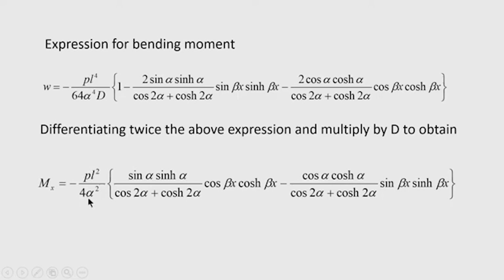p l square by 4 alpha square into sin alpha sin hyperbolic alpha divided by cos 2 alpha cos hyperbolic 2 alpha cos beta x cos hyperbolic beta x minus cos alpha cos hyperbolic alpha divided by cos 2 alpha plus cos hyperbolic 2 alpha into sin beta x sin hyperbolic beta x. So, this is the expression for bending moment of the shell.